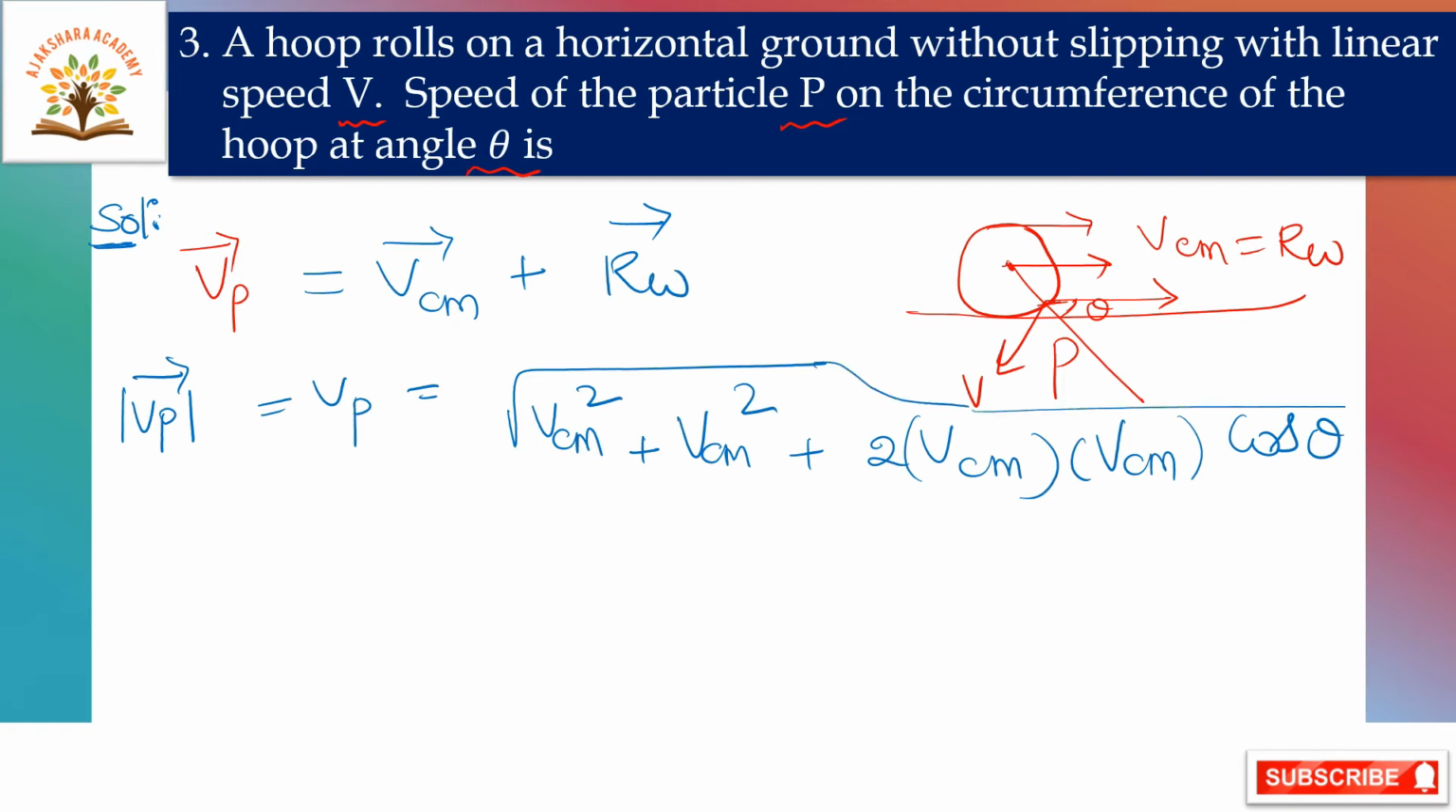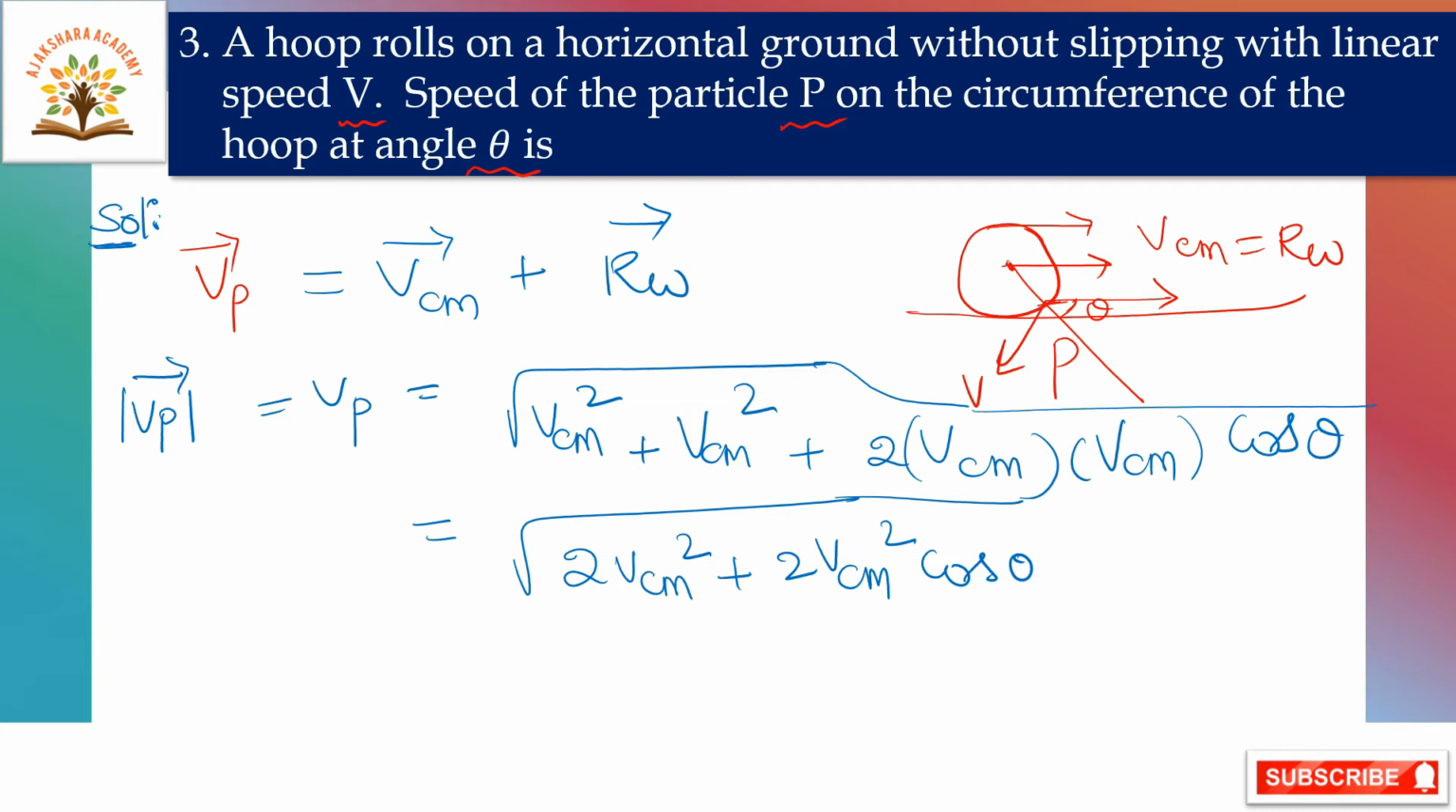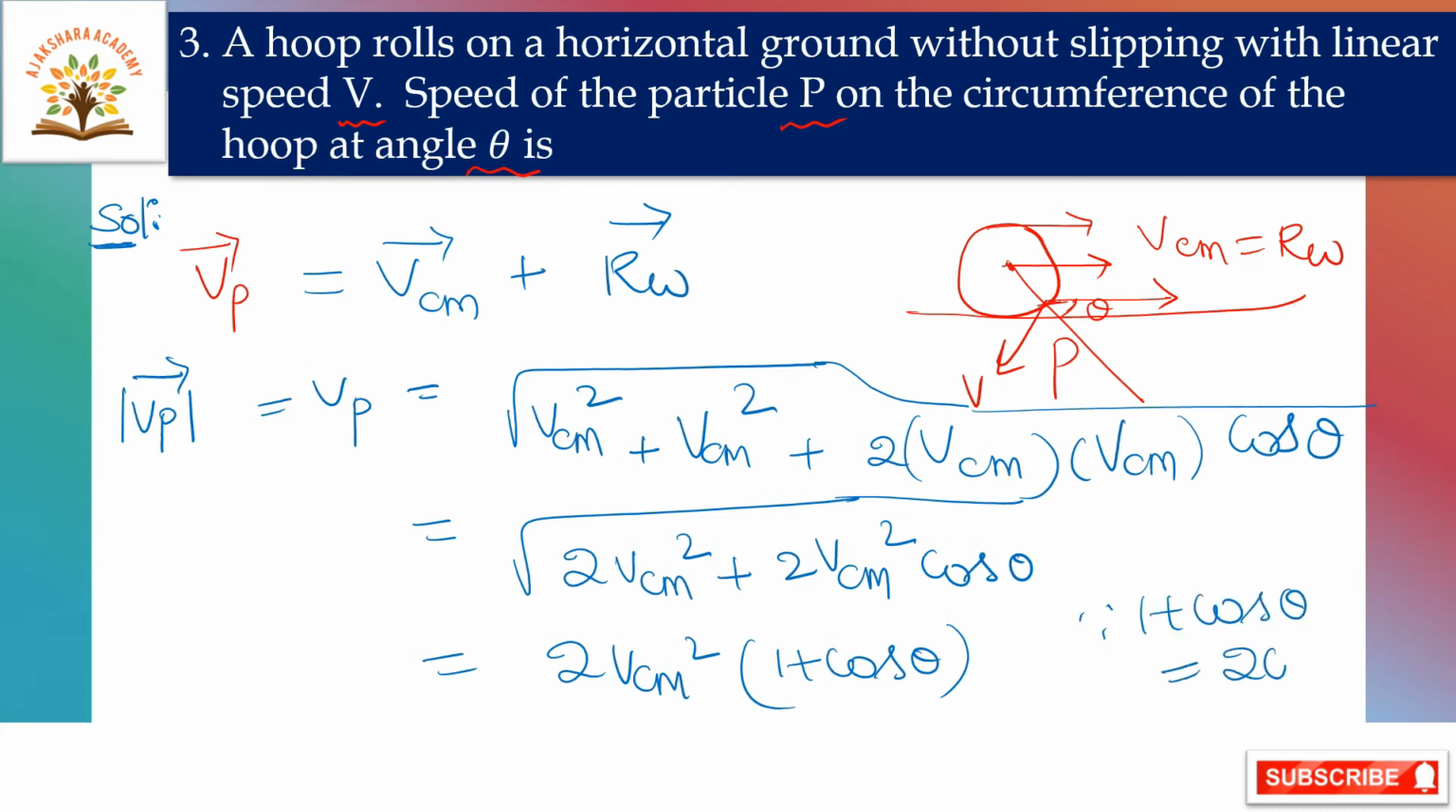This is under the root, so that is equal to 2 Vcm square plus 2 Vcm square cos theta. Now we are taking common 2 Vcm square of 1 plus cos theta. Since 1 plus cos theta is equal to 2 cos square theta by 2, now substituting.